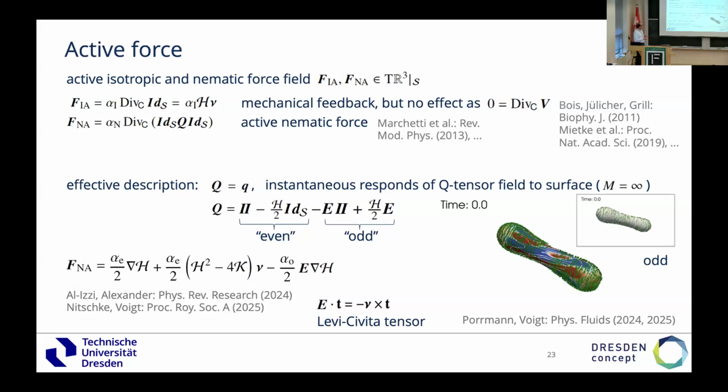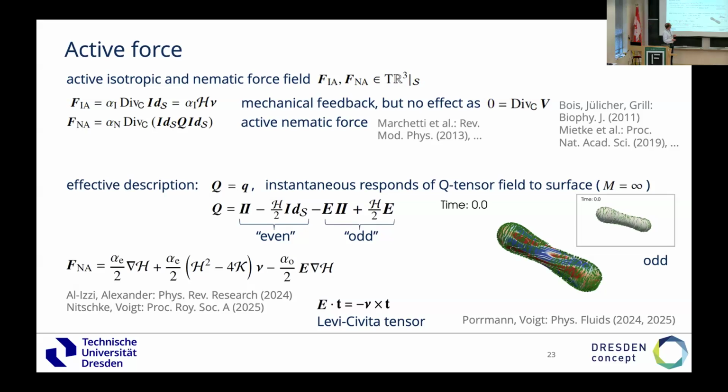And now if we do this, plug this in here, then do some massage of the terms, we end up with a form which is exactly something which had been proposed before, more on phenomenological grounds. But it's now an even part and an odd part, and it depends on the gradient of the mean curvature. So we introduce a force which depends on changing the mean curvature. And here's an example that's very hard to see. So we start with such a prolate shape.